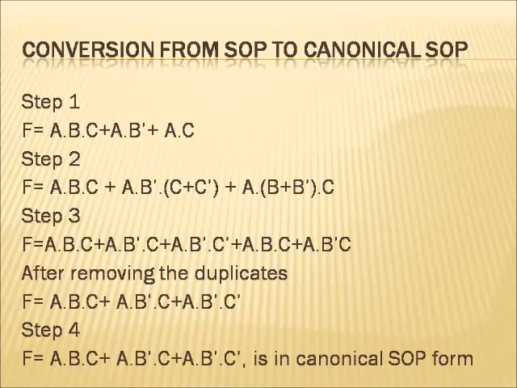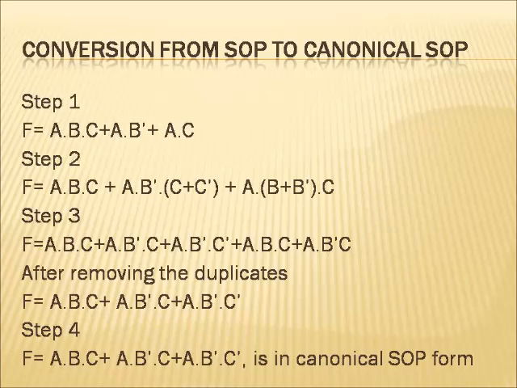So this expression is clearly not in the canonical form, because when you consider the second term A.B', the variable C is missing, and in the third term, A.C, B is missing, right? So we are going to see how we can convert this SOP into its canonical form.